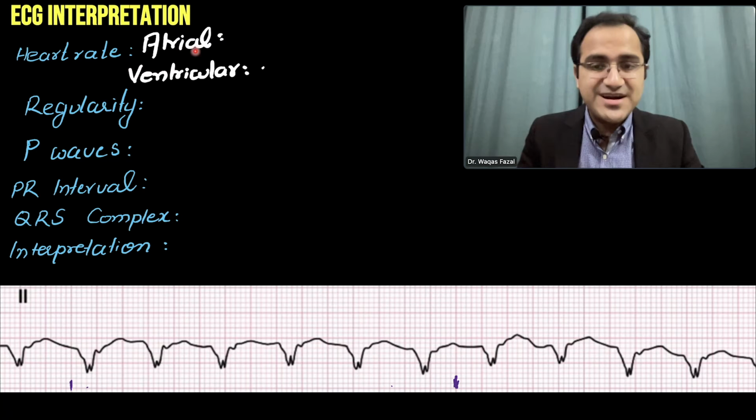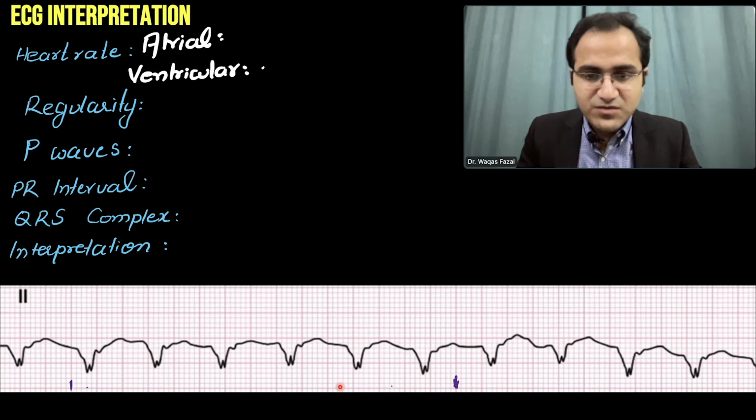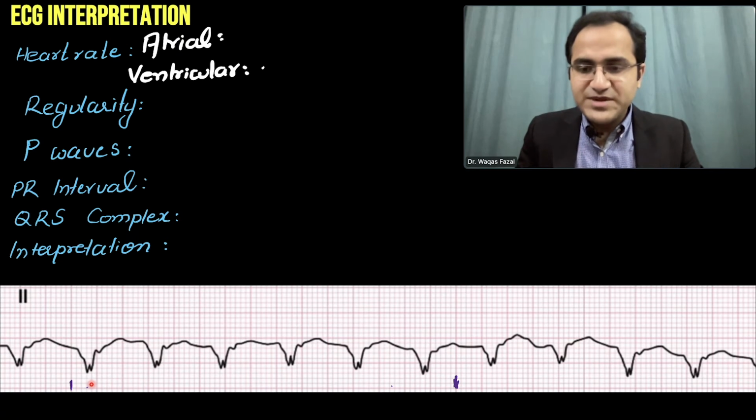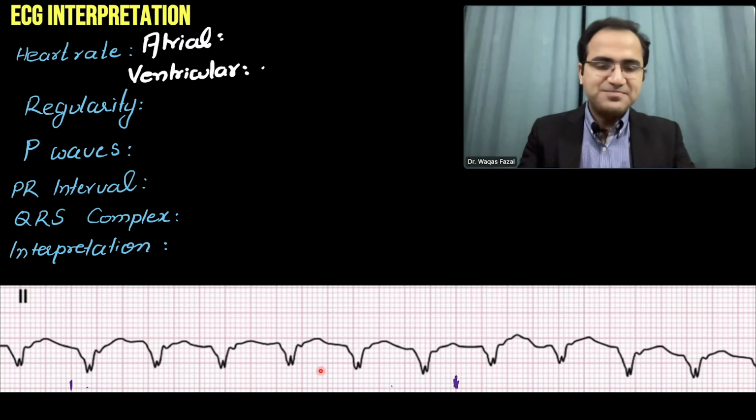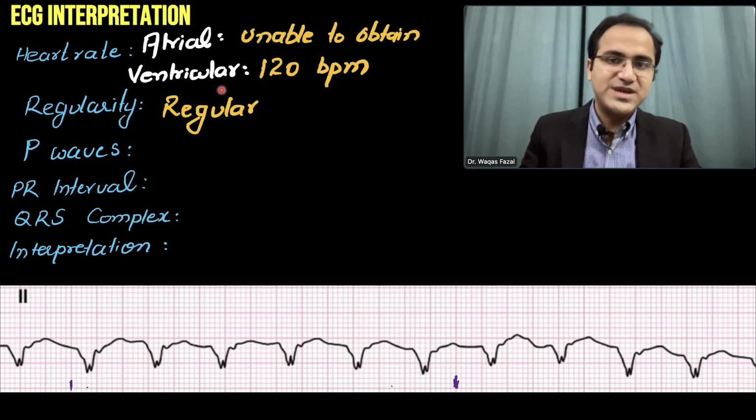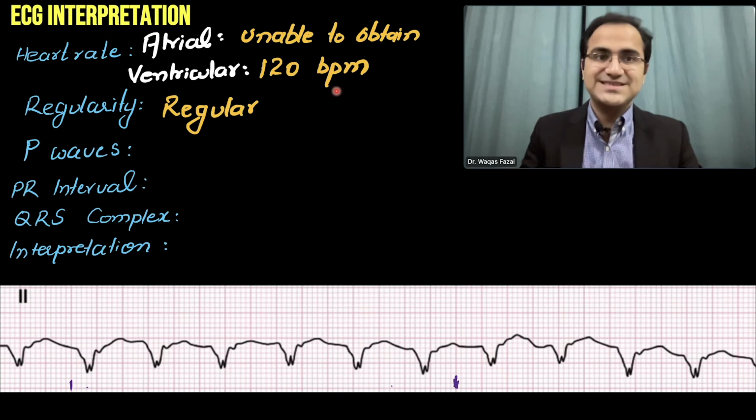Let's calculate the heart rate. Let's apply the 6-second method. We'll calculate 15 boxes since we have a short strip. We do not have 30 boxes, so we'll multiply the answer by 2 to get the QRS complexes in 30 large boxes. We have 1, 2, 3, up to 15 large boxes. In the 15 large boxes, we have 1, 2, 3, 4, 5, 6 QRS complexes, so 12 QRS complexes in 30. 12 multiplied by 10 is 120 beats per minute. So we have a ventricular rate of 120 beats per minute in this ECG.